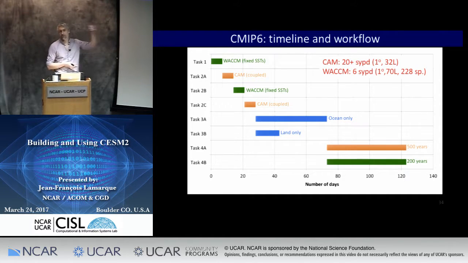So those 100 years take about a week if we have access to the machine. We don't always have access to the machine, but say it takes a week or 10 days. This is actually a turnaround that is amazing compared to a lot of climate models. Very few people have that.